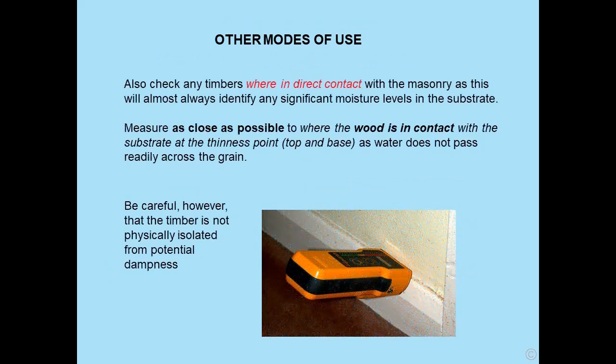Other modes of use: also check any timbers that are in direct contact with masonry. You need to put the meter as close as possible to the potential source of dampness. In the case of a skirting, this would be at the very top or the very bottom, and make sure there are very good probe contacts. The reason for this is quite simply that water does not pass across the grain of the wood very well at all. So you need to go at the thinnest parts of the timbers where they are in close contact with the substrate. Obviously, this depends on the skirting not being isolated from the wall.